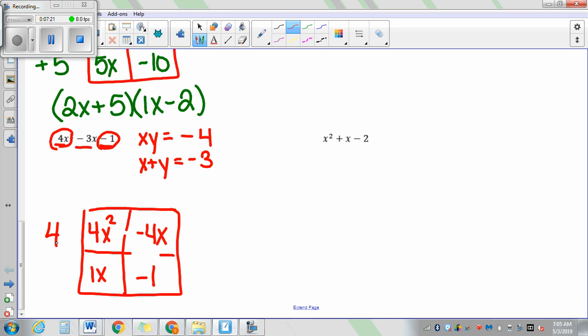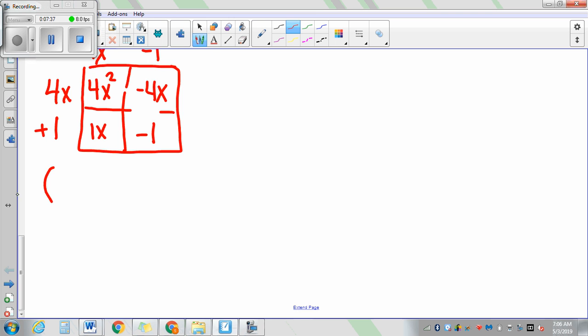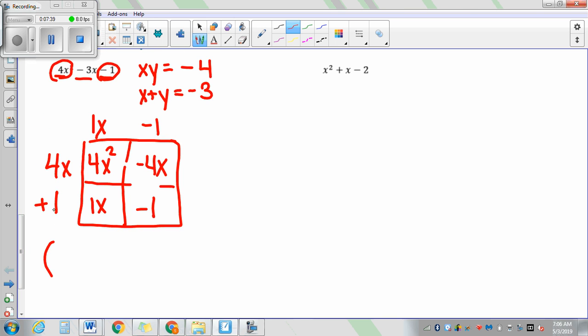These are both divisible by 4. They both have an x. These are both divisible by 1. They do not both have an x, but this one will be positive. If I go up, these are both divisible by 1x. If I go up, these are both divisible by negative 1. So my factors are going to be 4x plus 1, 1x minus 1.